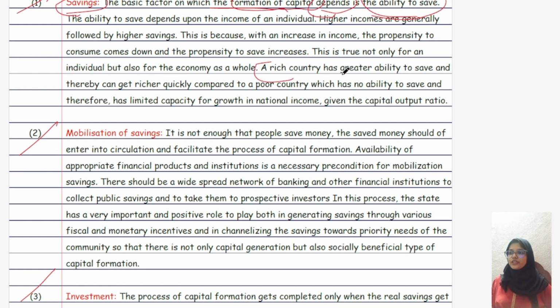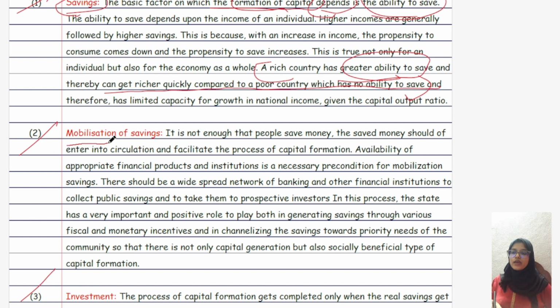A rich country has greater ability to save and thereby gets richer quickly compared to a poorer country, which has no ability to save. Because a rich country, whenever they have any problem, uses the savings. But the poor country has no savings. They have to borrow money from someone else, and by this they go into debt. So that's why the ability to save is very important.